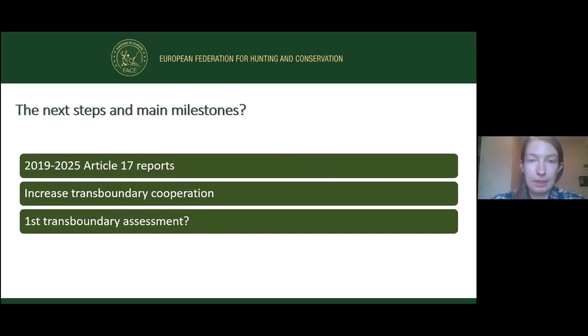So what could be the next steps and what are the main milestones? We are now in the beginning of a new reporting cycle, which is from 2019 to 2025. So we have the chance to try different things. We can increase the transboundary cooperation, which is so important, since many large carnivore populations are nowadays shared by one or more countries. And only last week, the European Commission confirmed again that transboundary assessments of large carnivores are possible and even wished for. And that's especially interesting for countries who share only a small part of a population.